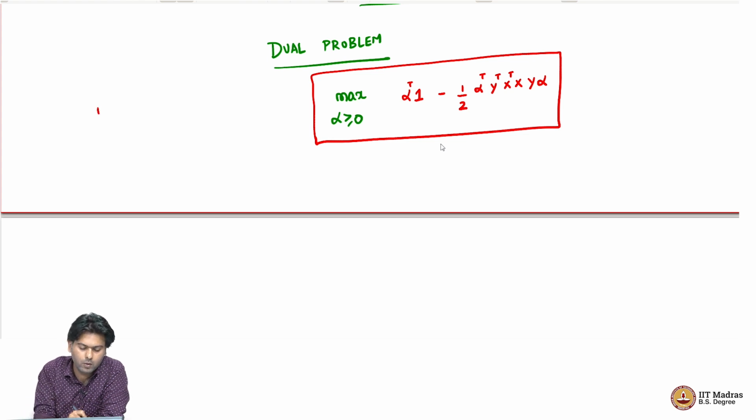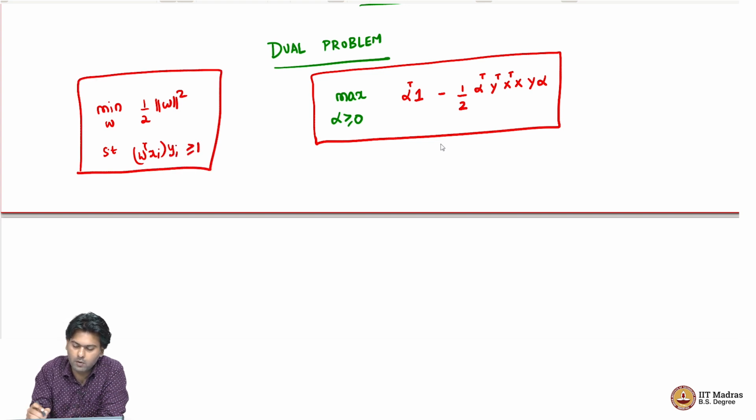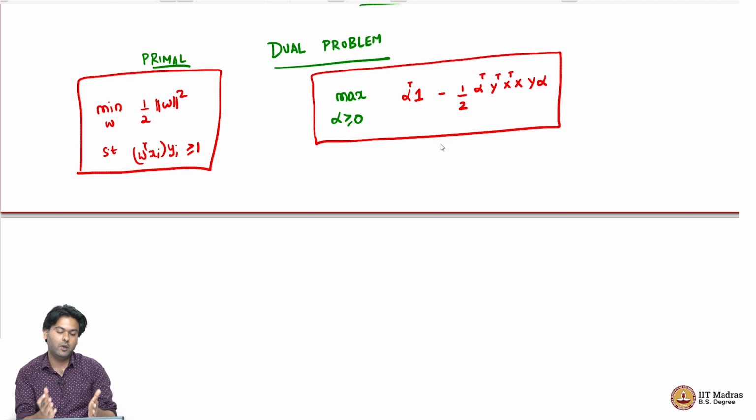Now this is the dual problem. Dual to what? Dual to the original problem that we wanted to solve, which was minimize over w half norm w squared, such that w transpose xi into yi greater than or equal to 1. You can treat this as the primal problem. Now what I'm saying is the following: I can either solve the primal problem or I can solve the dual problem. Both will give me the same answer, right?